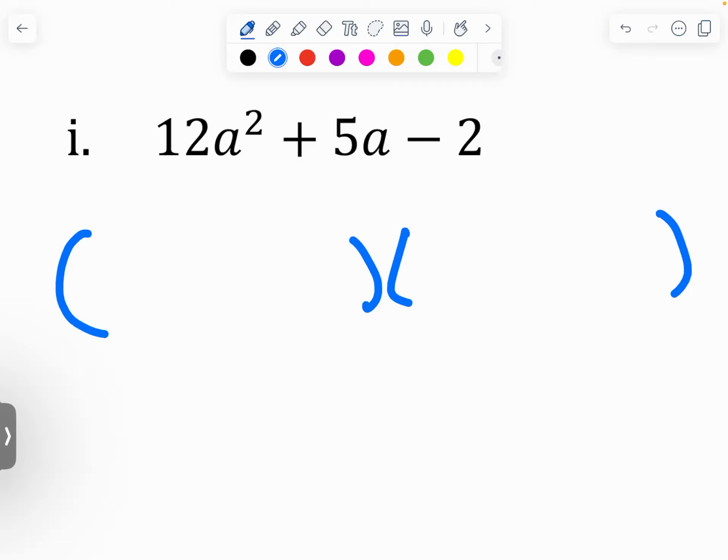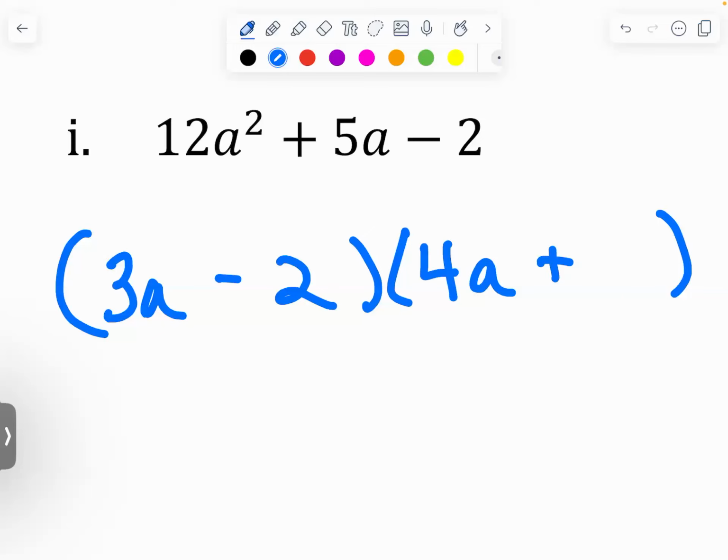My suggestion, if there's more than one way to get a product, start with the two that are the closest together. So let's start with 3a and 4a. Okay. How do you want to get -2? -2, +1? Okay.